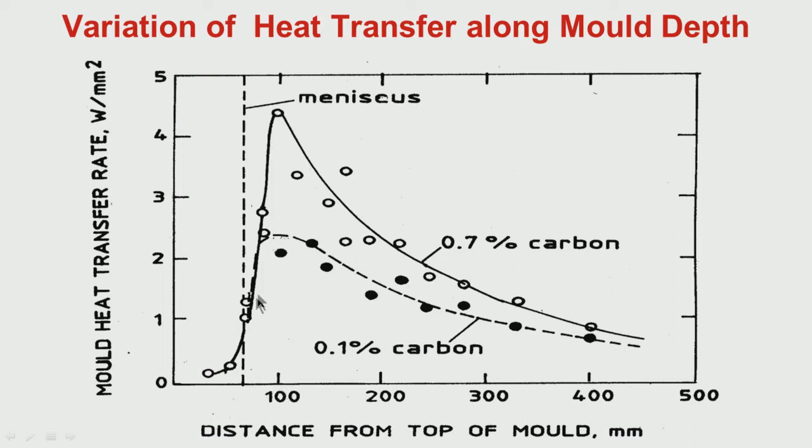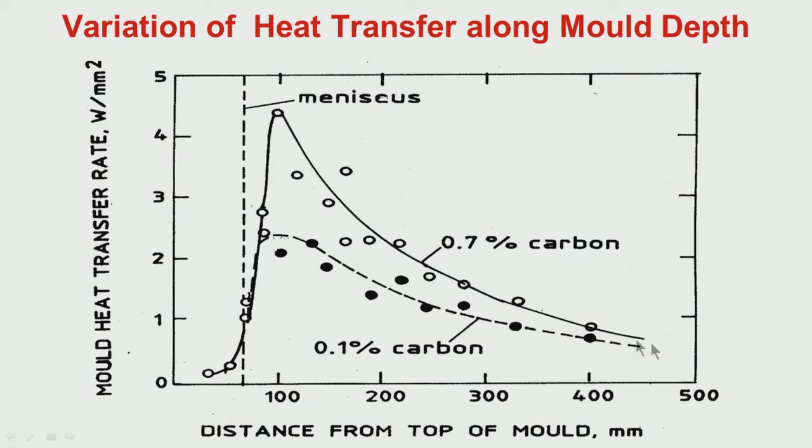Why? Because at the meniscus what do you have? It is just the shell trying to form. If the shell is very thin, there might be some contraction. So, that means there will be an air gap. So, air gap controls the heat transfer. So, the peak of the heat transfer is at a certain distance from the meniscus, maybe 30 millimeters. So, maybe at a depth of 100 millimeter from the top of the mold. From the meniscus it is around maybe 30 millimeter. So, the peak of the heat transfer is somewhere here.